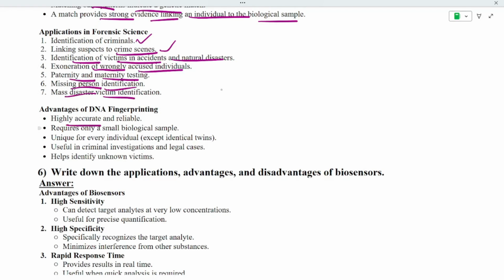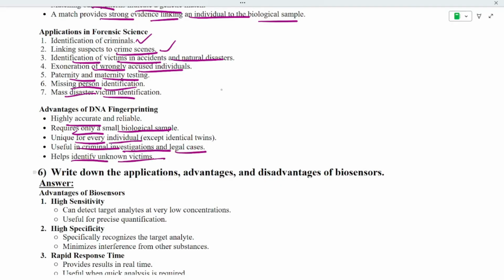Advantages: it is highly accurate. It will give the perfect result. Only a small biological sample is required. It is unique for individuals, and it is used mostly in criminal investigation and legal cases. It helps to identify unknown victims.